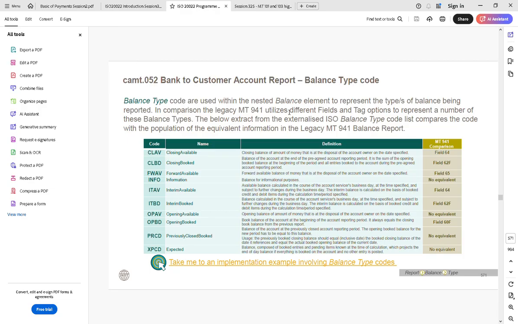Codes are used within the nested balance element to represent the type of balance being reported. It gives a comparison with the legacy MT941, and which fields they have mentioned. Field 54, 52. So those are the balance type code. I am not getting into too much detail, but at least know that you have one field called balance type there. That is sufficient for you to know.